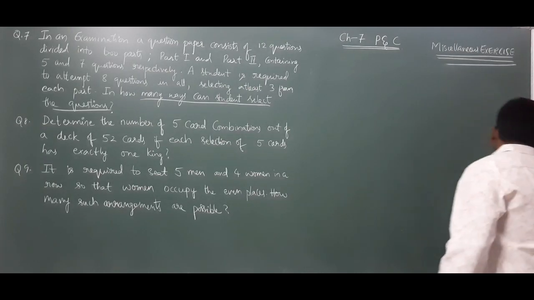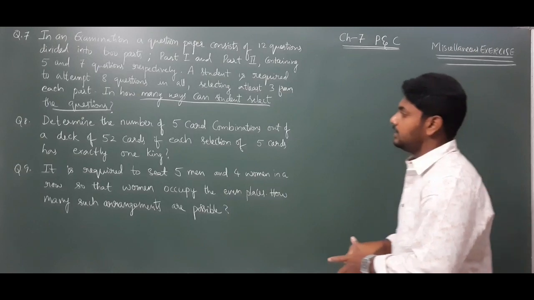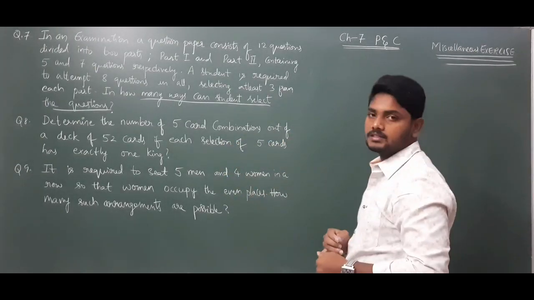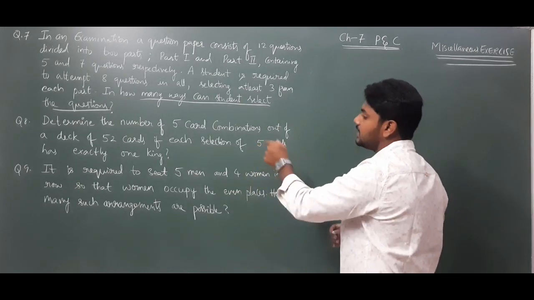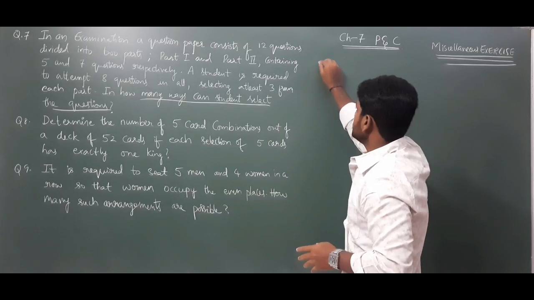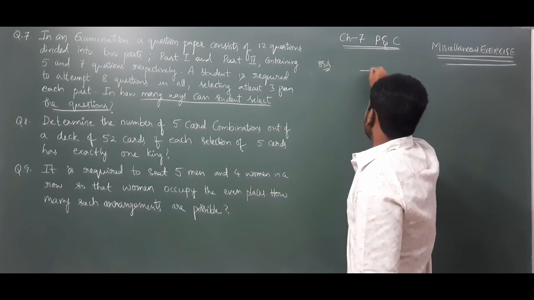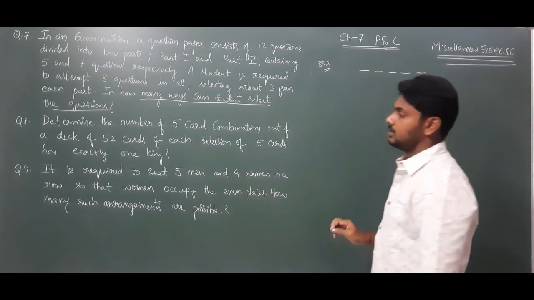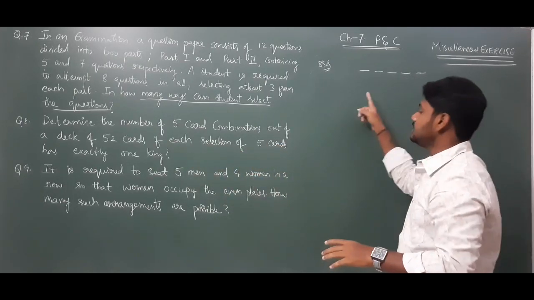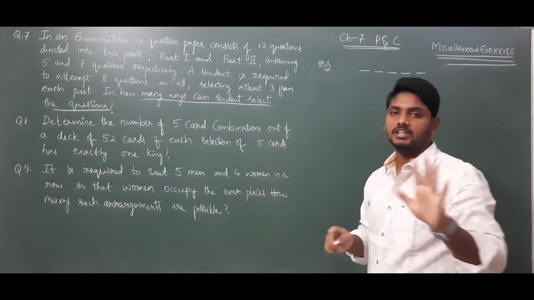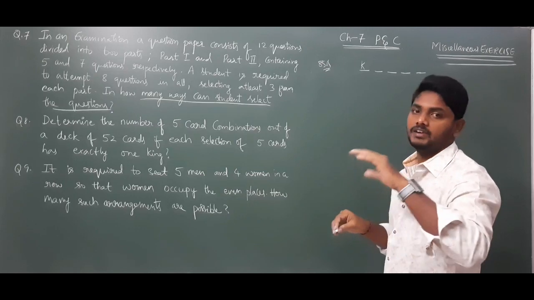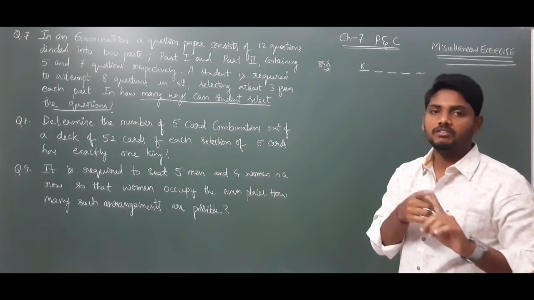Read question number 8. Determine the number of 5 card combinations out of a deck of 52 cards if each selection of 5 cards has exactly 1 king. See, we need to form 5 card combinations. If each selection of 5 cards has exactly 1 king, that means only 1 king should be there, in any 5 card combination.